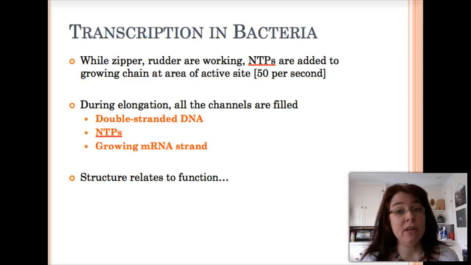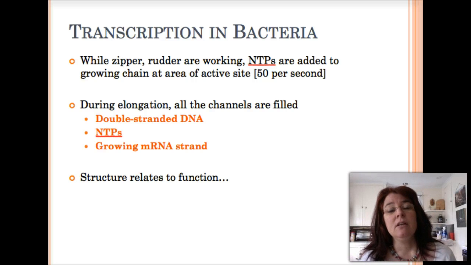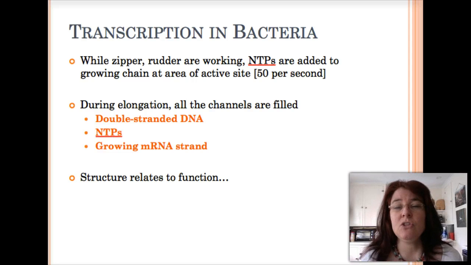And remember, they do that by doing two things for us. They bring the substrates together. They open up the DNA helix and bring those NTPs right in contact with it. And they also lower the activation energy, which means they lower the energy that's required in order for these bonds to be built.